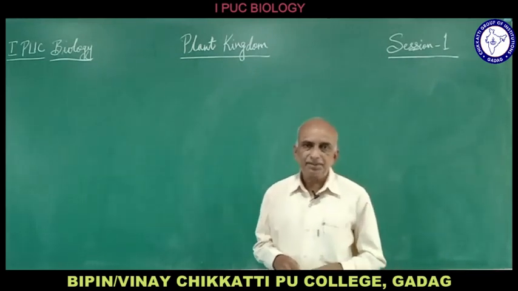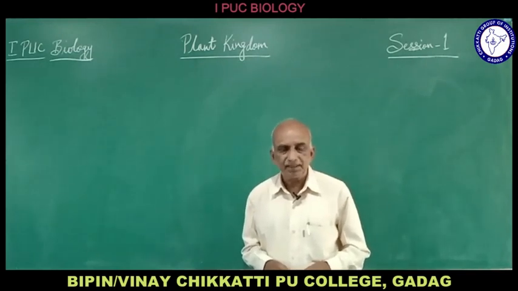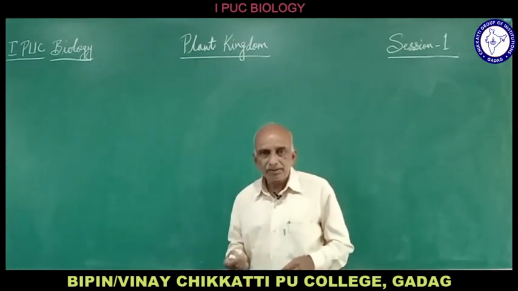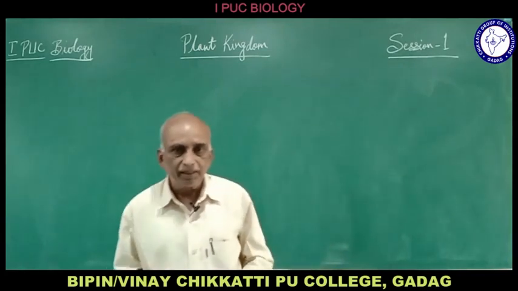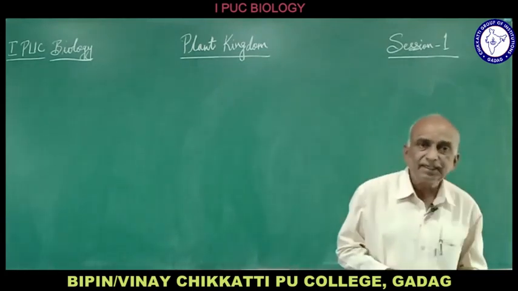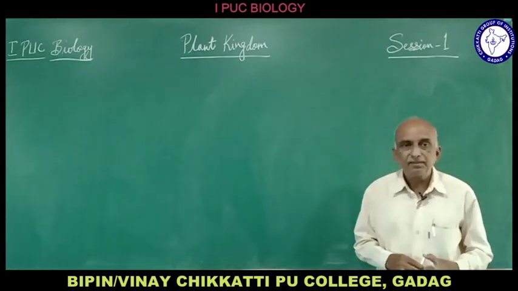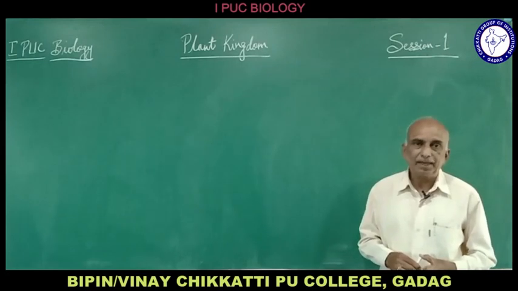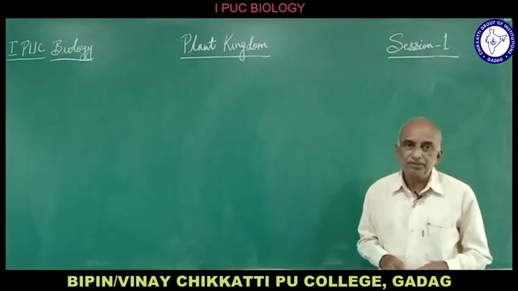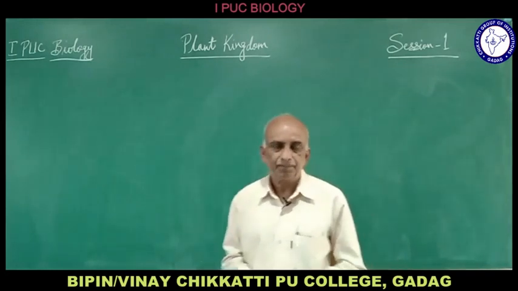Already in the previous chapters we have studied what organisms are present in Monera, and what are Protista, then fungi, that is the 3 kingdoms. Now we are studying plant or plantae, the plant kingdom, which is the 4th group according to Whittaker's classification.